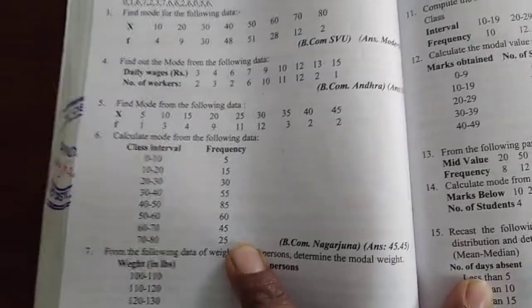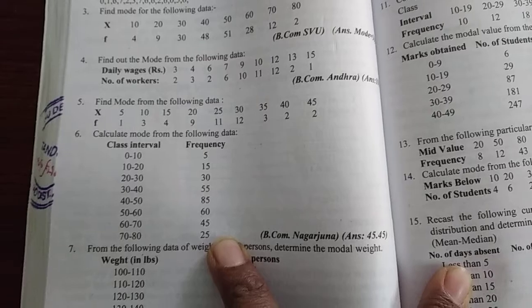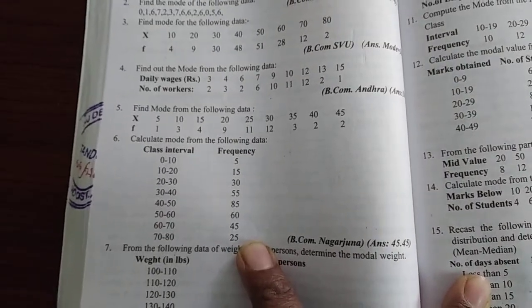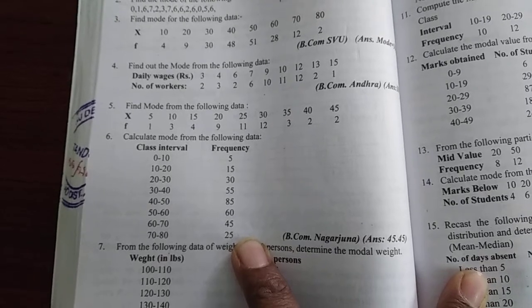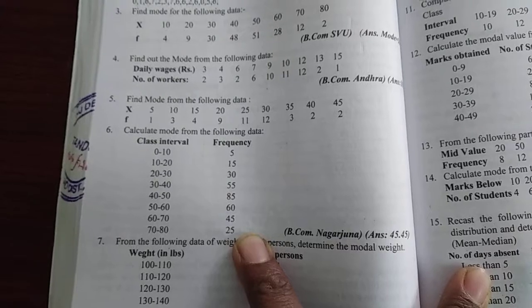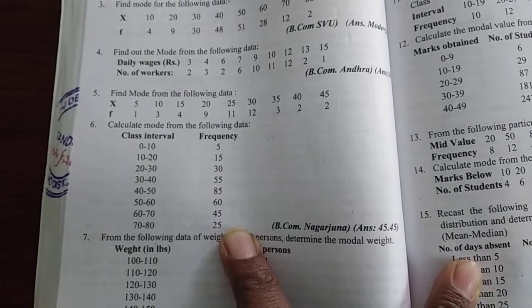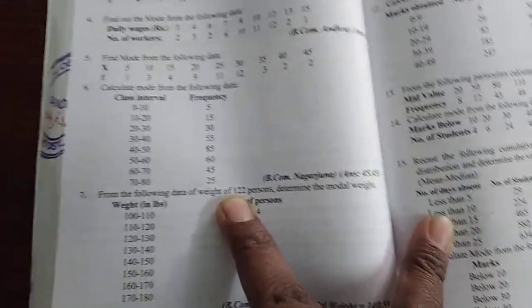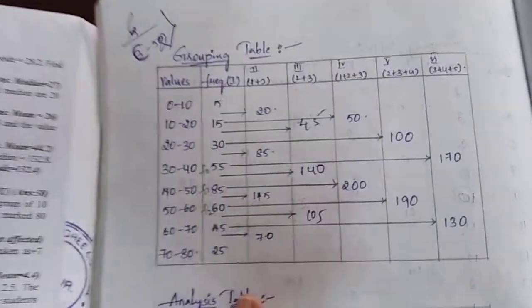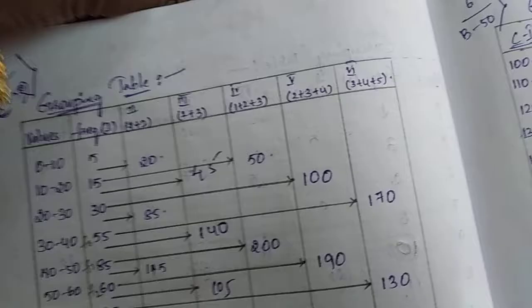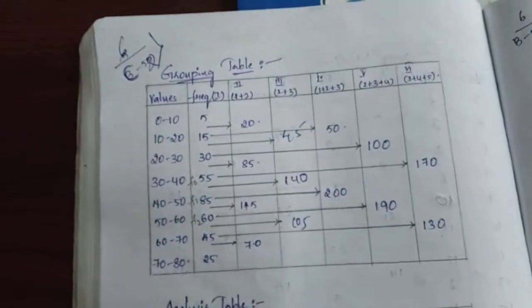In the case of discrete series, we just did the grouping table and analysis table, and the value which has been repeated the most number of times is the mode. Now in continuous series, we have to do the grouping table, analysis table, and even apply the formula. One more thing: simultaneously you have to do the grouping table and analysis table. To avoid confusion, at a time you have to do both the tables.